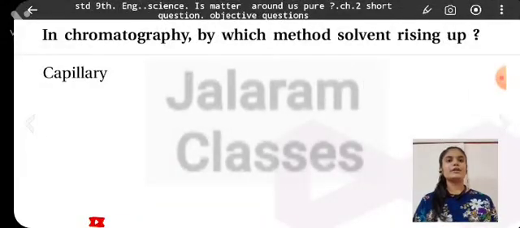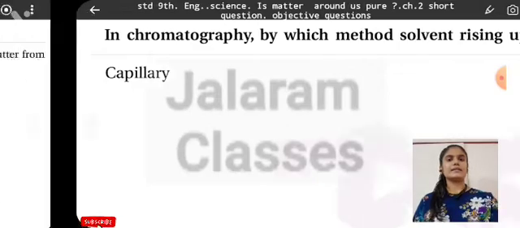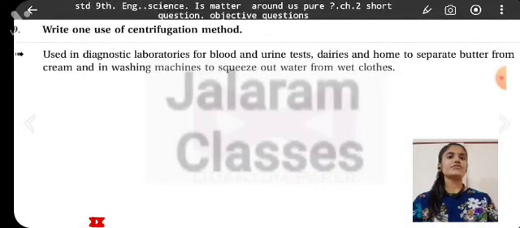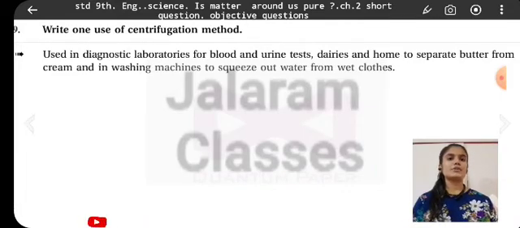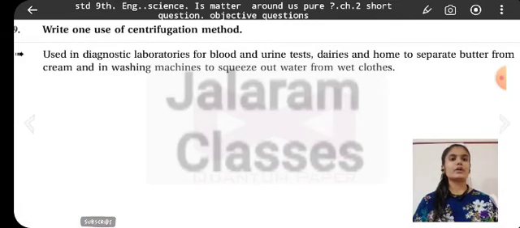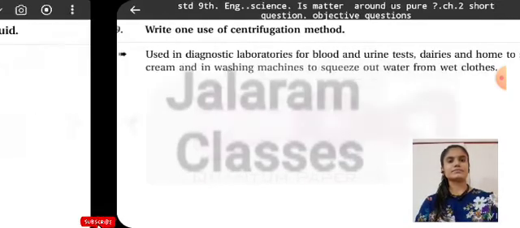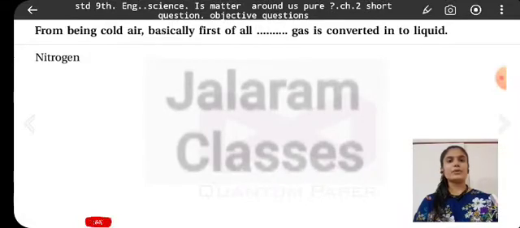In chromatography, by which method solvent rising up? Capillary. Write one use of centrifugation method. Used in diagnostic laboratories for blood and urine tests, dairies and home to separate butter from cream, and in washing machines to squeeze out water from wet clothes. From being cold air, basically first of all nitrogen gas is converted into liquid.